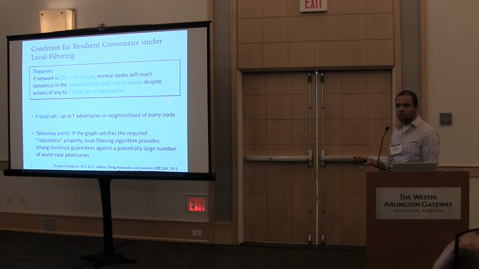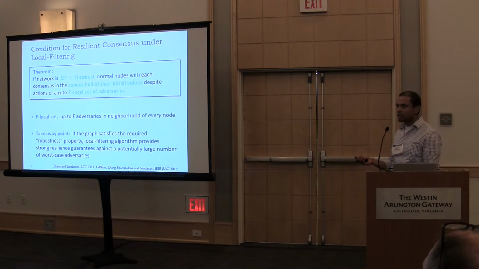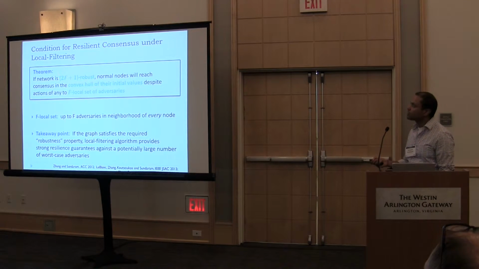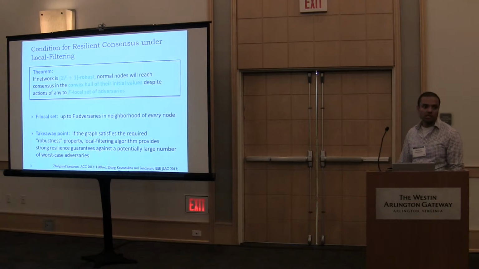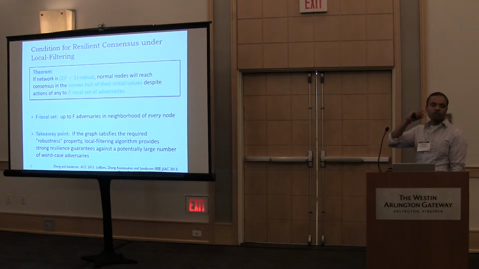So you can have a huge number of bad guys in this network, not just f for the entire network, but f in every neighborhood. And no matter what they do, if the network satisfies this property, all the good guys will still reach consensus in the convex hull. So there's a safety property. This is the D equals 1 condition. D equals 1. This is the case where the local values are scalars.